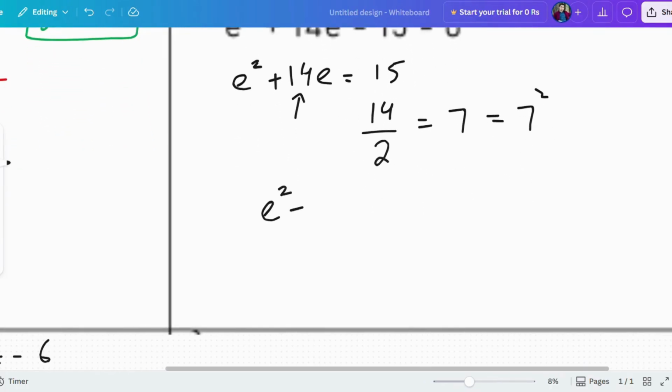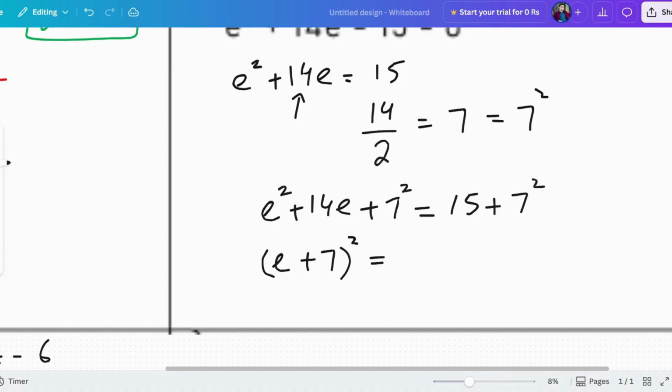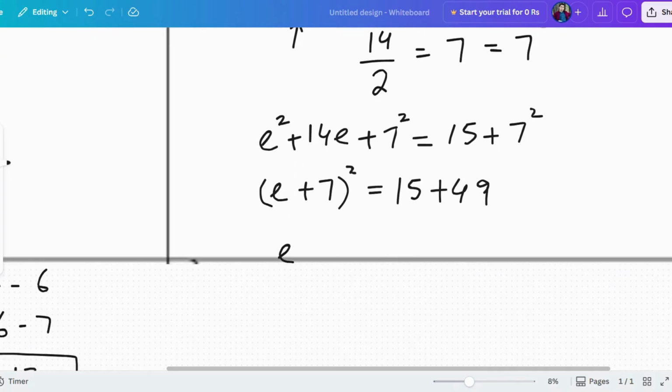So e square plus 14e plus 7 square, and then 15 plus 7 square. So now I will close the bracket. E plus 7 whole square equals to 15 plus 49. All right. So now let's just simplify it further. Whole square is equivalent to 15 plus 49, right? So 15 plus 49 is equivalent to 64.